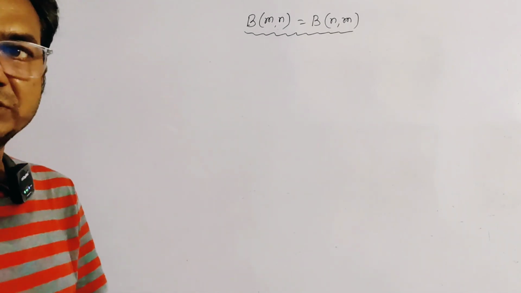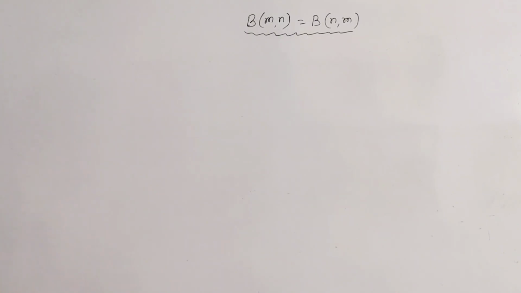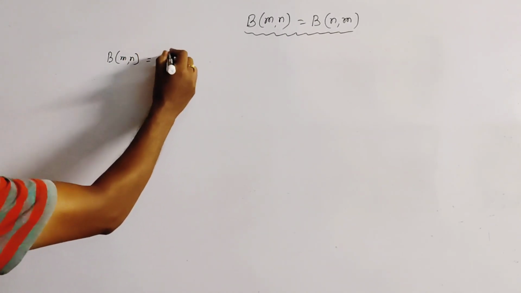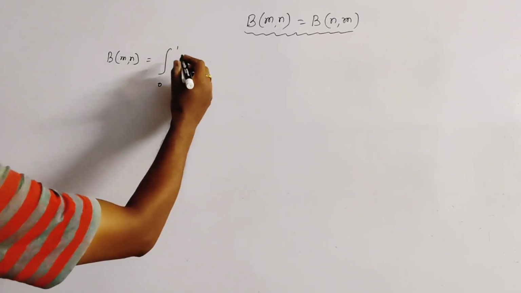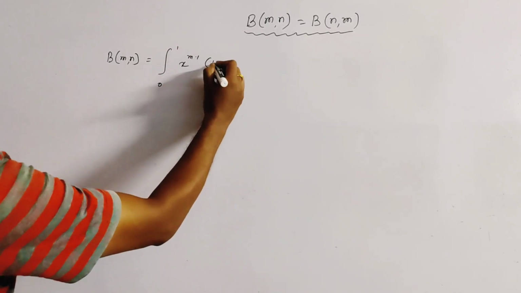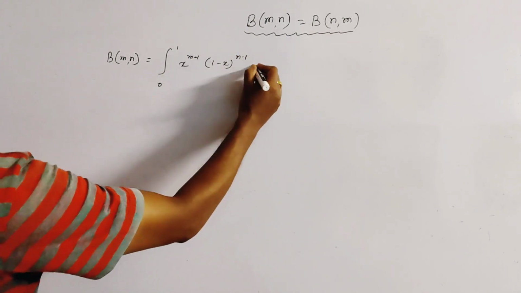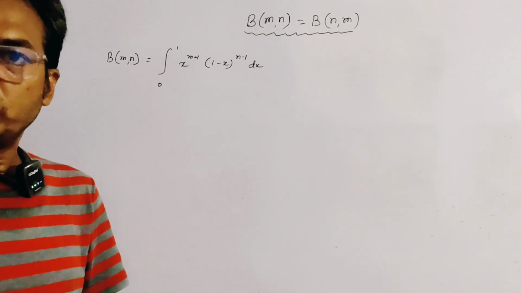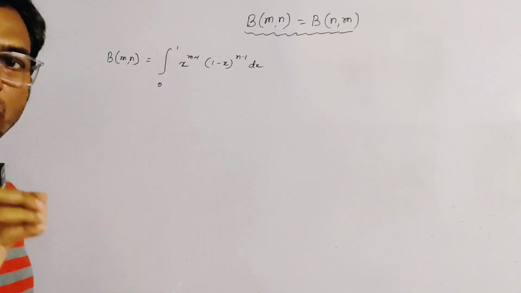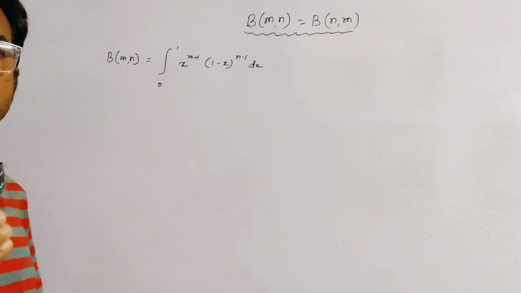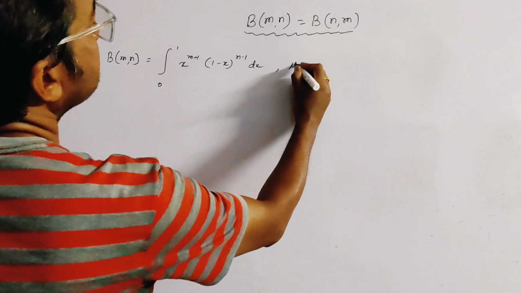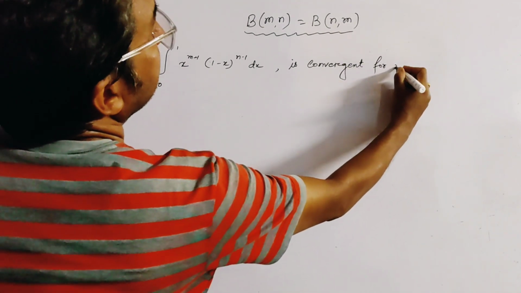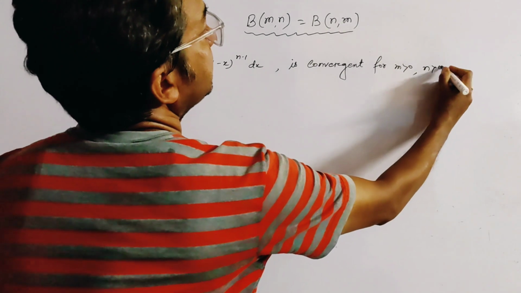Right? We first write the definition or the expression of the beta function, which is given by beta(m,n) equal to the integration from 0 to 1 of x to the power m minus 1 into (1 minus x) to the power n minus 1 dx. And in the chapter on improper integration, we already proved that the beta function is convergent only for m greater than 0 and n greater than 0. So we write here, it is convergent for m greater than 0 and n greater than 0.